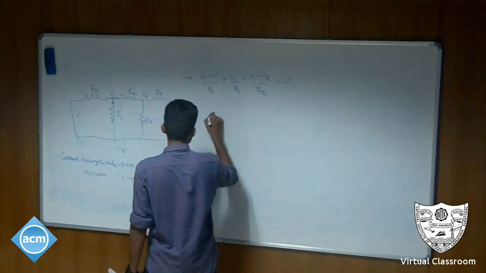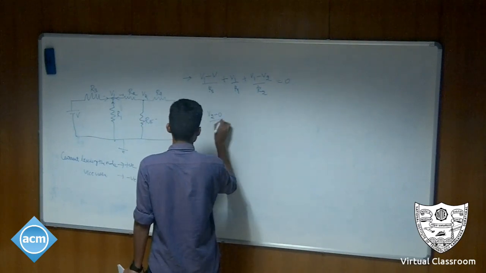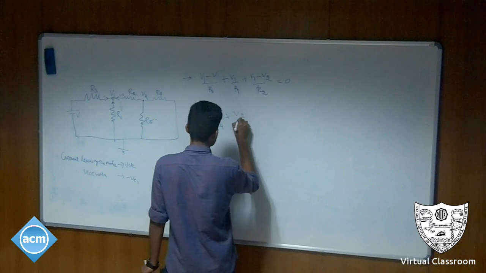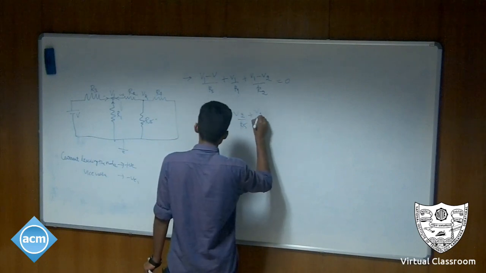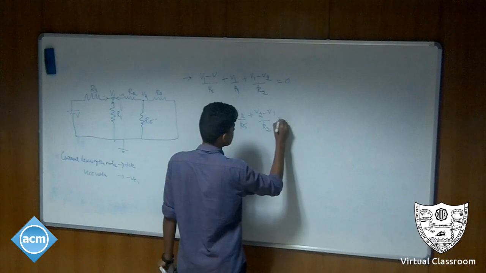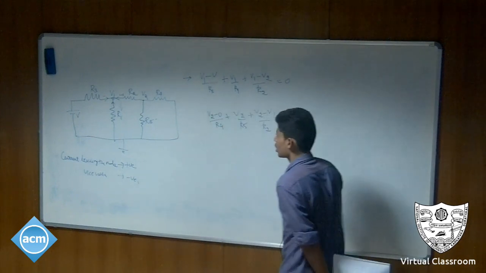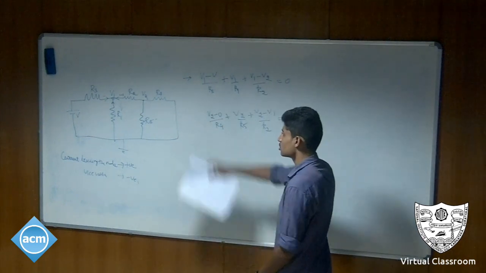Similar to this as well, so it will be V2 minus 0 by R4 plus V2 by R5 plus V2 minus V1 by R2. Basic node analysis, where you apply KCL and solve for it.